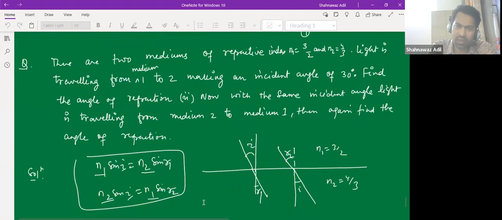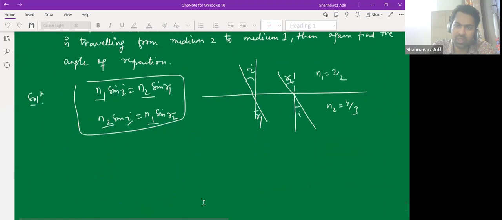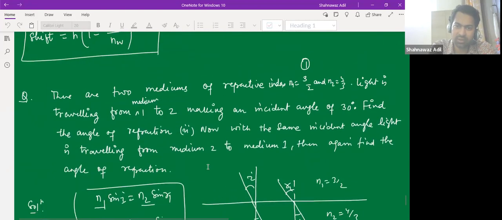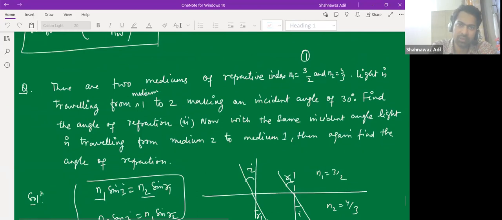So in this question, there are two media. One is of refractive index. Zoom out this one and then this would be easy.